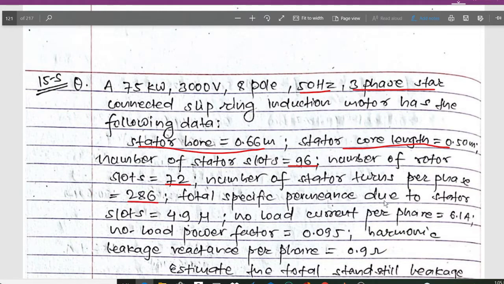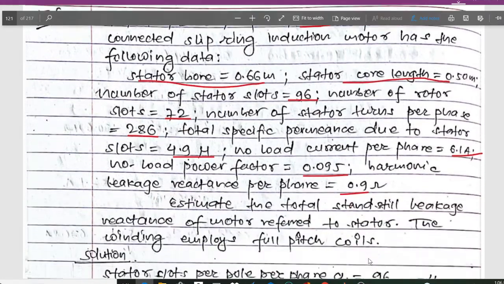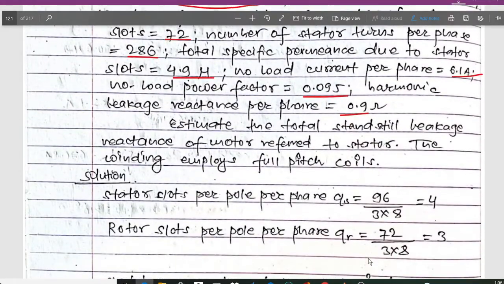The total specific permeance due to the stator slot is 4.9 mu, the no load current per phase is 6.1 ampere, the no load power factor is 0.095, and the harmonic leakage reactance per phase is 0.9 ohm. In this numerical we have to estimate the total standstill leakage reactance of the motor referred to the stator, and the winding employs full pitch coils.